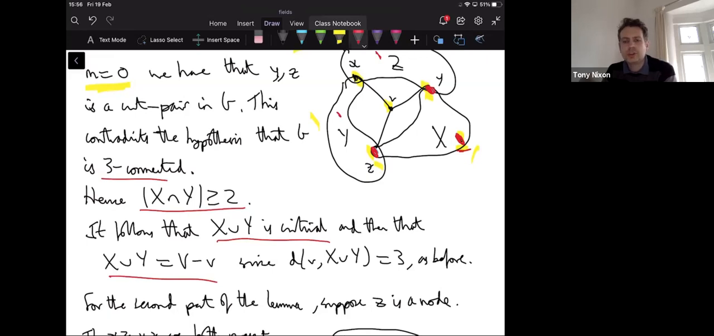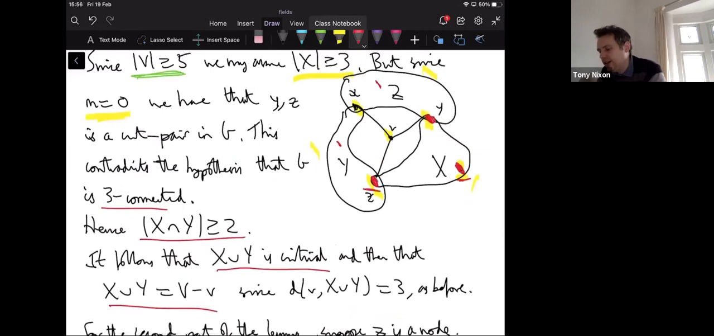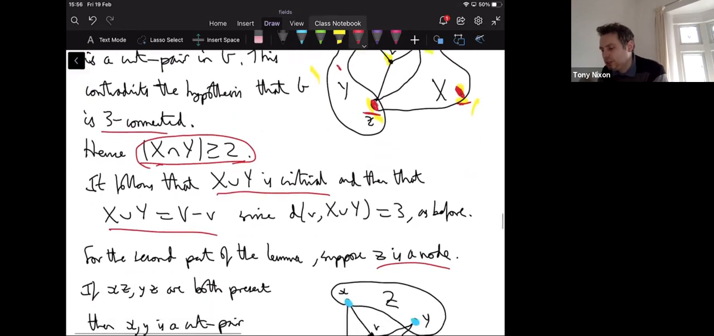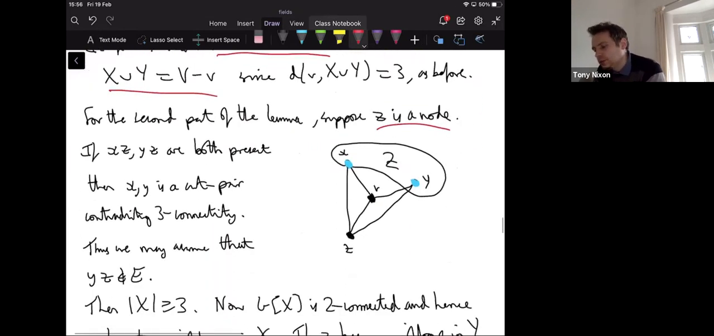The second part, the moreover, was that we could assume that if Z is a node, we could put Z in the intersection of X and Y. And I know in my X and Y, Z is actually there, but I could have relabeled to make this assumption. So I need to check that's actually true. Okay, so suppose Z is a node. So here's a special case.